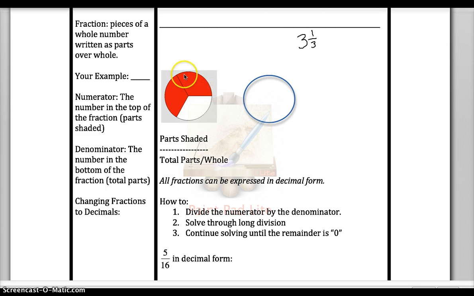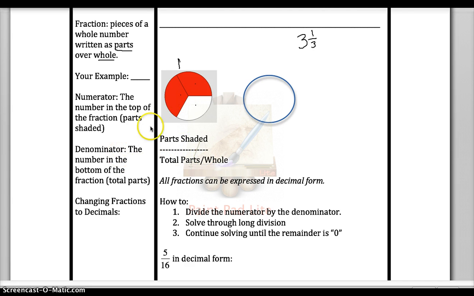This whole circle right here represents one whole. So the circle represents 1, and I'm going to write that right here. And then how many pieces are in this circle? Well, we can count. There's 1, 2, 3 pieces in the circle. So according to my definition, it's pieces of a whole number written as parts over whole. Parts over whole. And I wrote that again down here, parts shaded over the total parts.